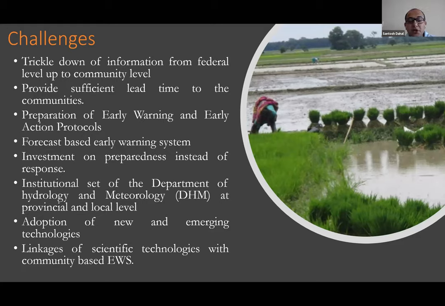And adoption of new and emerging technologies, as Rajendra sir already mentioned about the radar system. A similar system may not be possible, but what I want to emphasize here is the telemetric system, especially in flash flood rivers and other rivers. The linkage between scientific technologies and the community-based early warning system is very much lacking here.